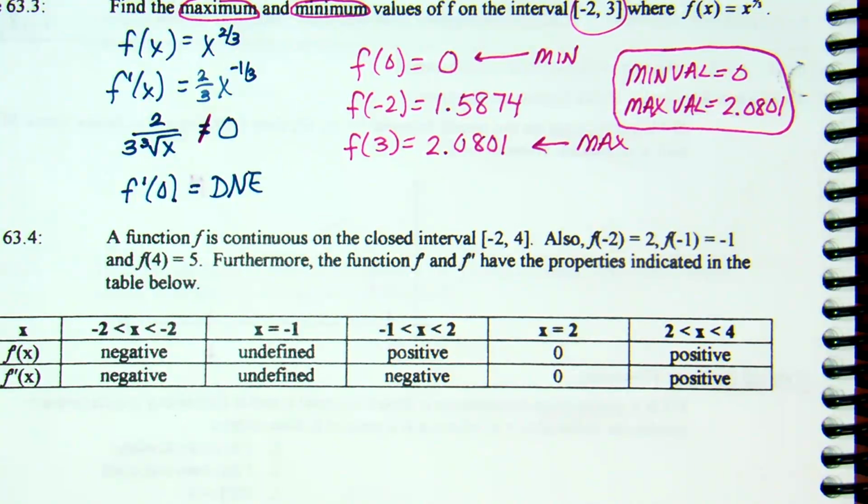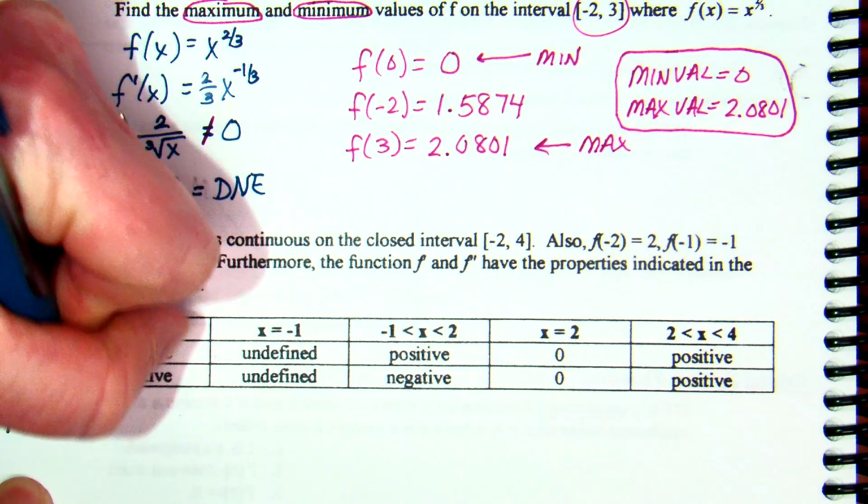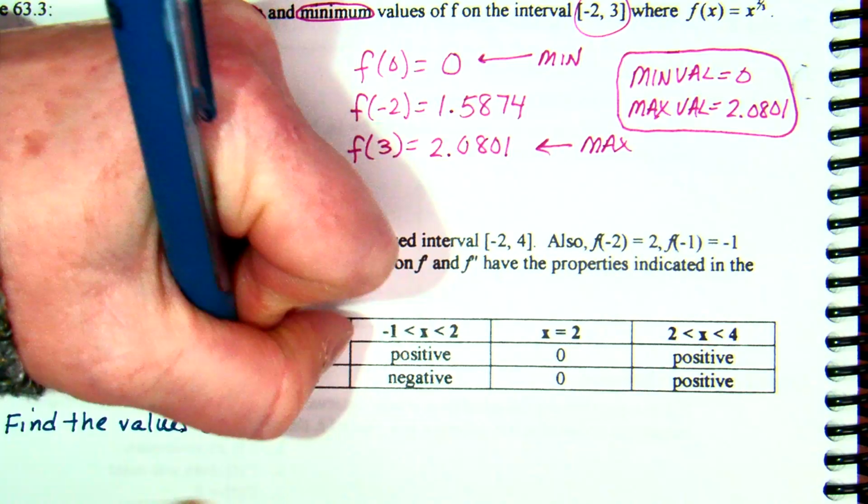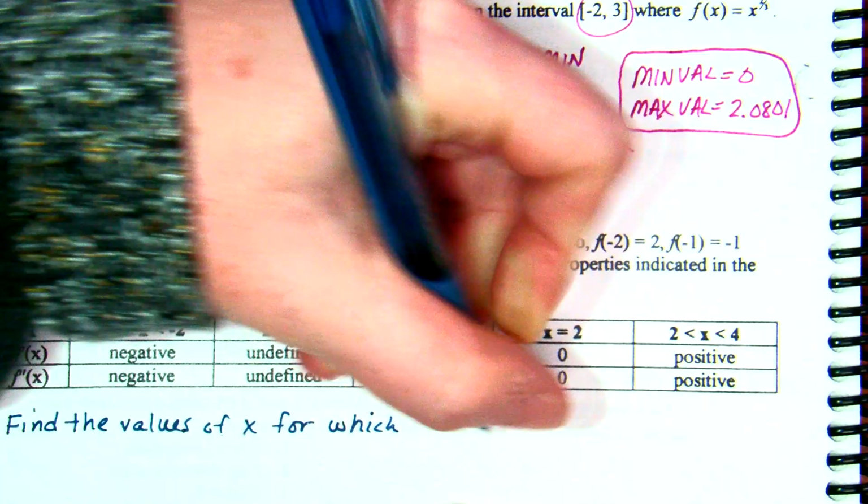Find the values of x for which f attains max and min values. That's the other part that's helpful to know.